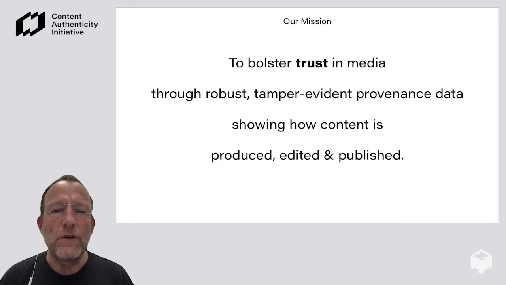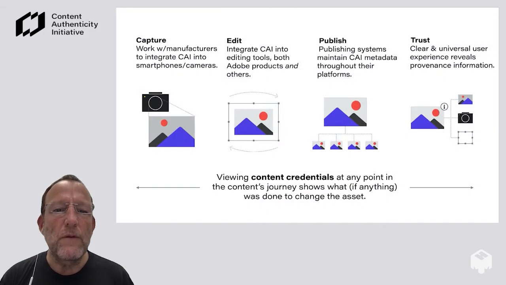Our mission is really all about trust and bolstering trust in media through robust, tamper-evident provenance data that shows how content is produced, edited, and published. We've divided the work up into 4 main areas: capture, edit, publish, and trust. On the capture side of things, we're working directly with camera and smartphone manufacturers to incorporate the CAI technology into their devices at production. This means that in a couple of years, when you go to buy a smartphone or a purpose-built camera, it will have the CAI technology in it out of the box.